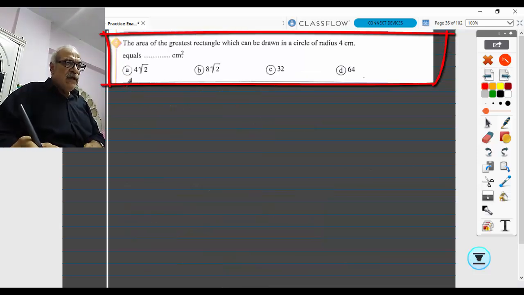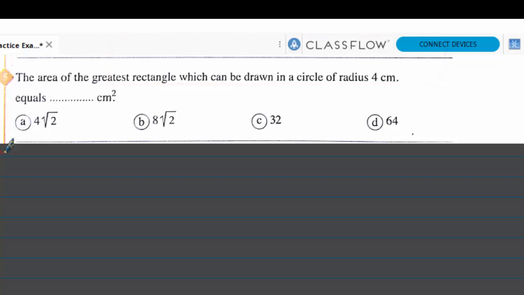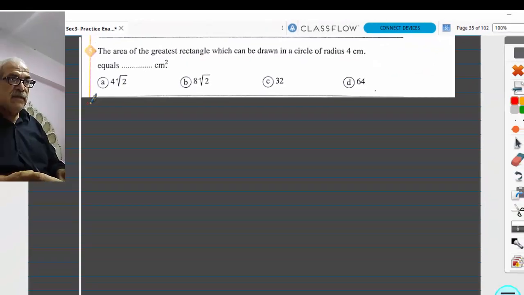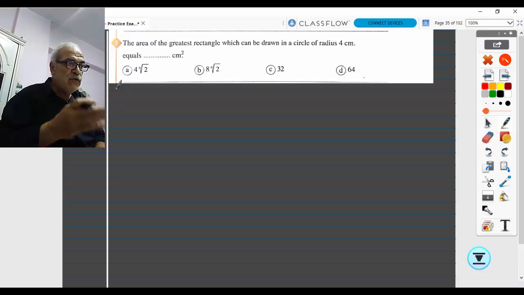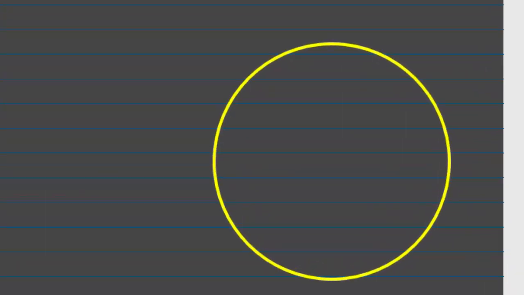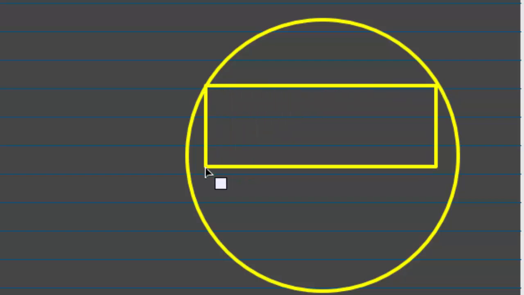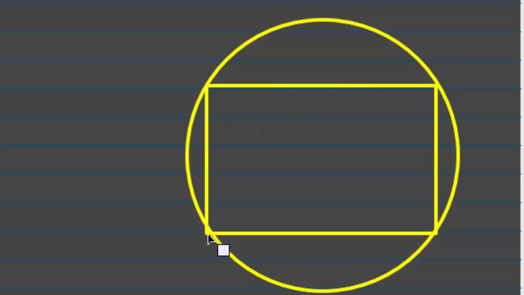Question number 5. The area of the greatest rectangle which can be drawn in a circle of radius 4 centimeters equals: 4 root 2, 8 root 2, 32, or 64. First, I'll draw a circle and the rectangle inside it. Here is the circle, big one, and here is the rectangle inside the circle.